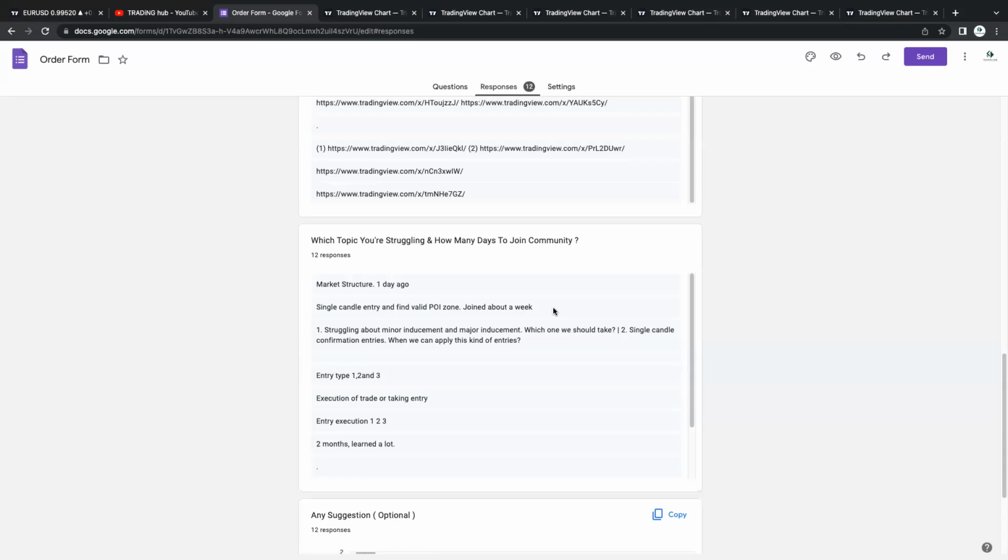Struggling about minor inducement and major inducement, which one should we take? Single candle confirmation entry, we can apply that kind of entry. Minor inducement and major inducement, most of the time these things happen. And what is the reason to take the minor inducement and major inducement? It's all about the order flow.